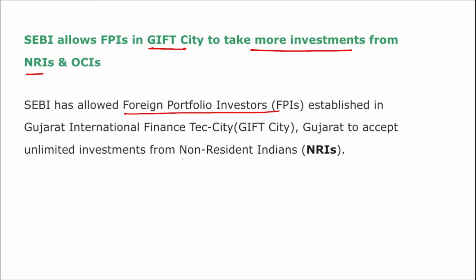What are NRIs? Non-resident Indians. What are OCIs? OCIs are overseas citizens of India. Correct? Prior to this, NRIs and OCIs could only invest up to 50% in FPIs, right? And this limit has now been removed. Correct? They can invest any amount they wish here.